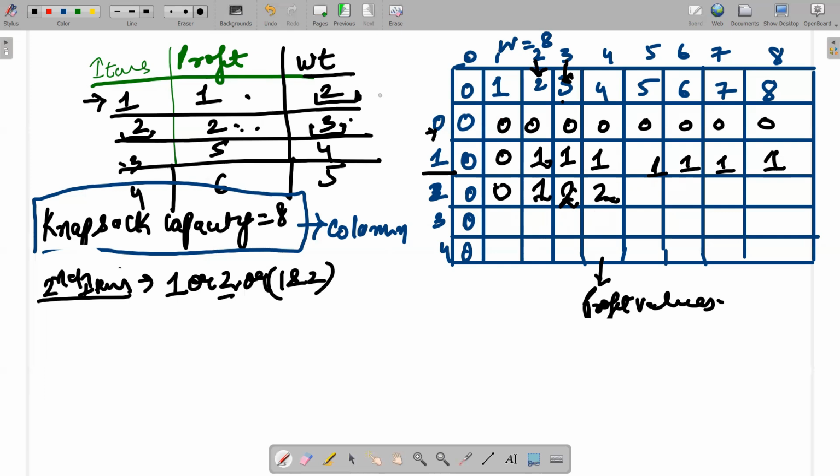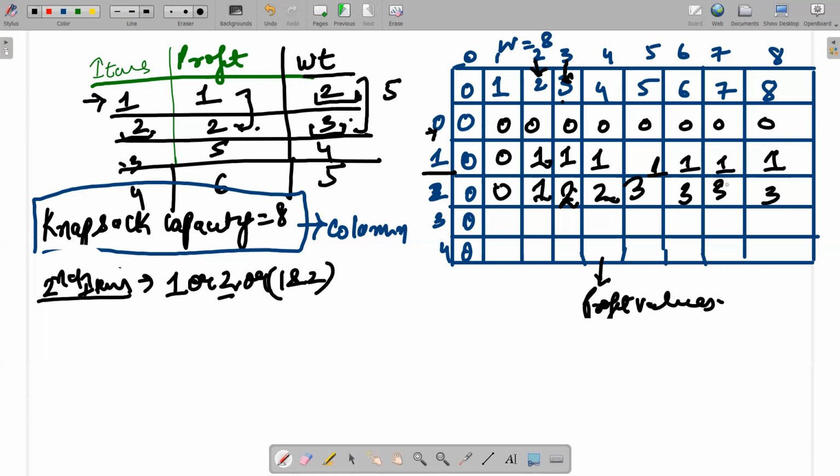Now guys, just add their weight. 2 plus 3 becomes 5. When two items are inserted in the bag, what is the combined profit? The combined profit is 3. Perfect. I can write that. I can take that profit. When weight 6 is there, profit 3 will be there.